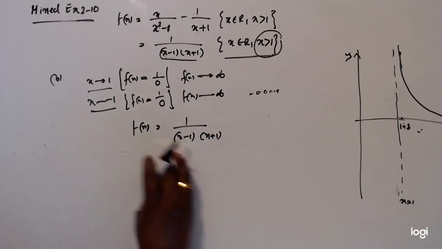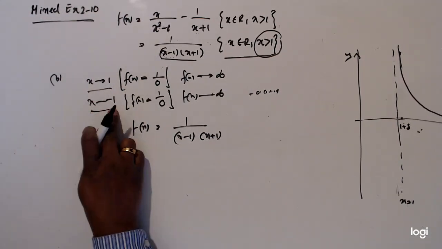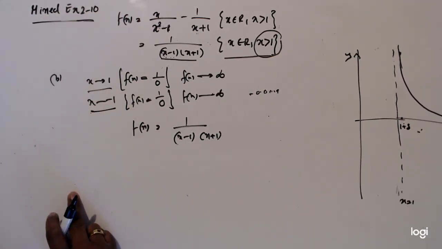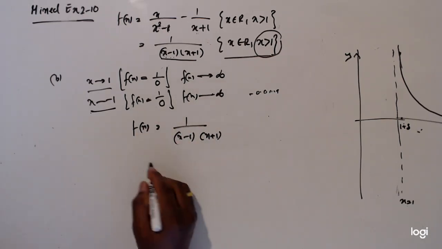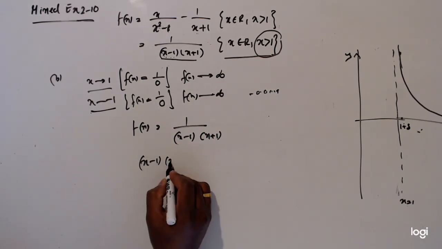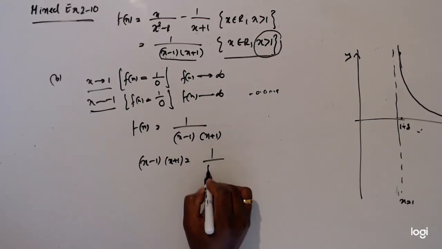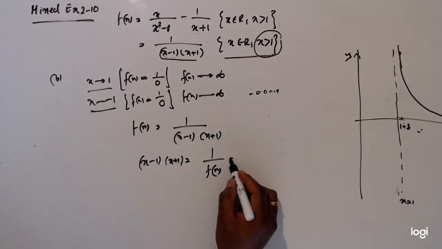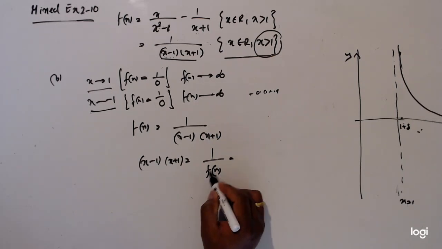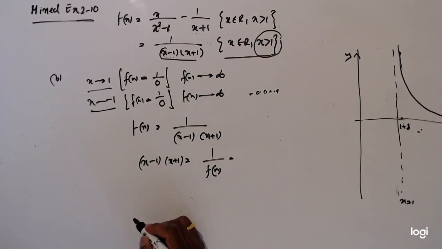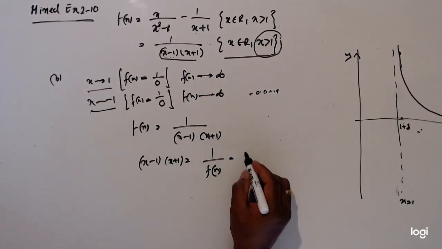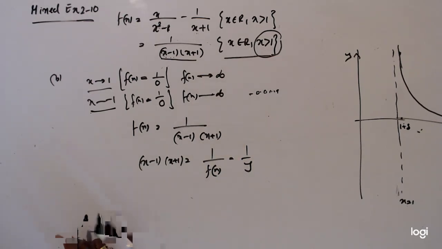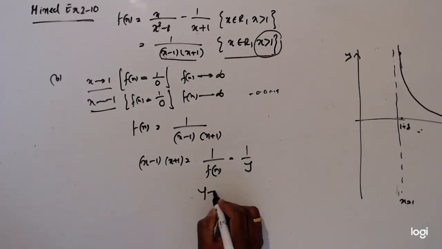We know this graph has three asymptotes. One is x equals 1, another is x equals -1, and the other is (x - 1)(x + 1) = 1 over f(x). I cross multiply, and then f(x) is 1 over y. We know y also goes to 0.